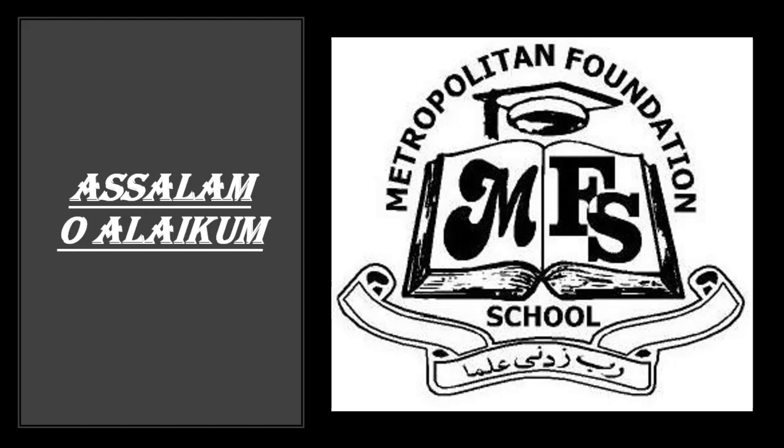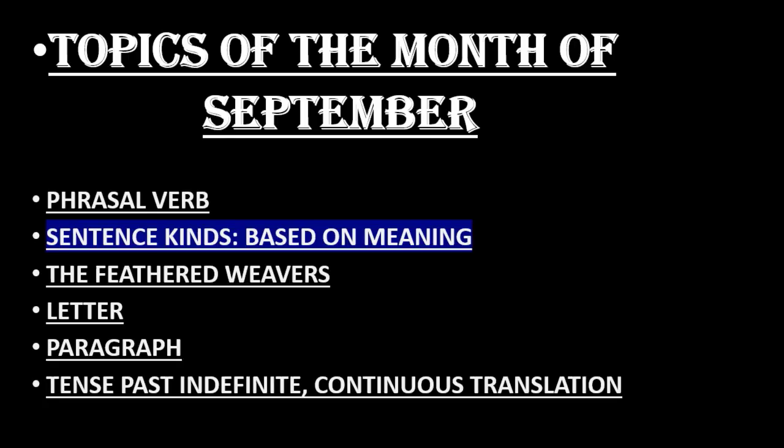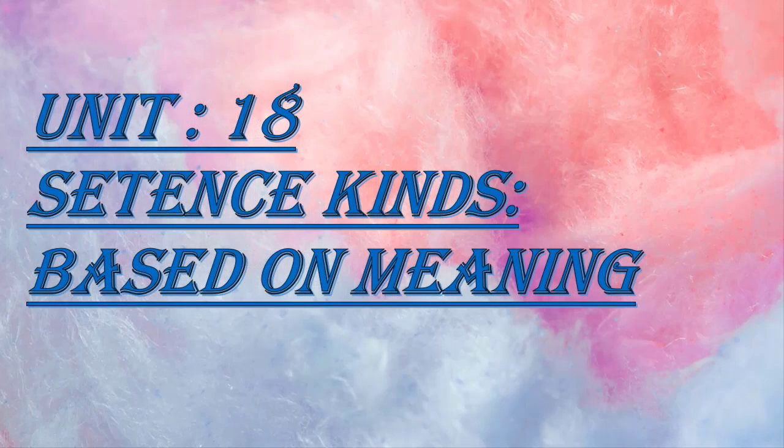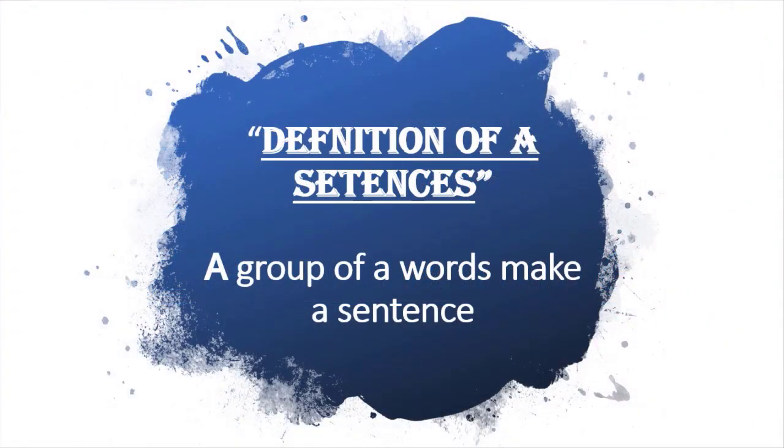Now, we are going to start our next topic in the month of September. These are the topics which we will learn in the month of September. Now, in this video, we are going to learn sentence kinds based on meaning. Unit number 18, Sentence Kinds Based on Meaning. This chapter is all about sentences and types of sentences and their exercises, which is in your book.